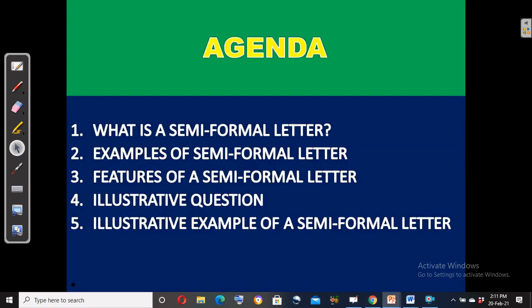And then we have been able to look at what a semi-formal letter is. We have looked at examples of a semi-formal letter. Of course, we have discussed features of a semi-formal letter. We looked at the features in conjunction with the format. And then we took an illustrative question, a typical IELTS writing task. And then we also looked at an illustrative example of a semi-formal letter.